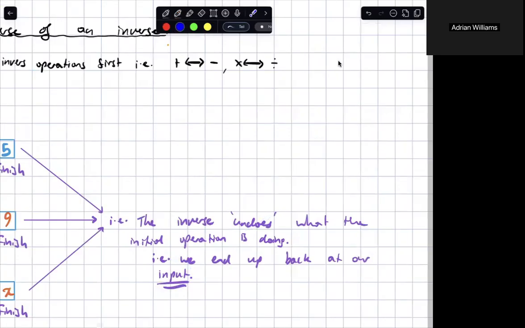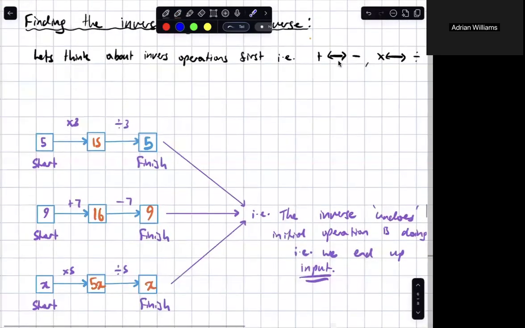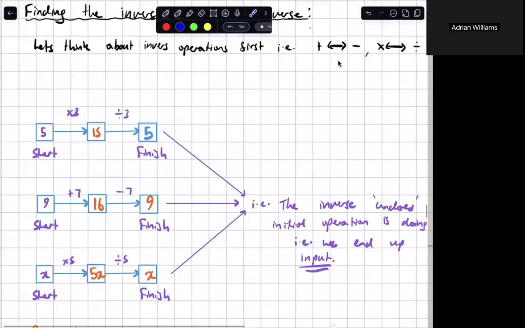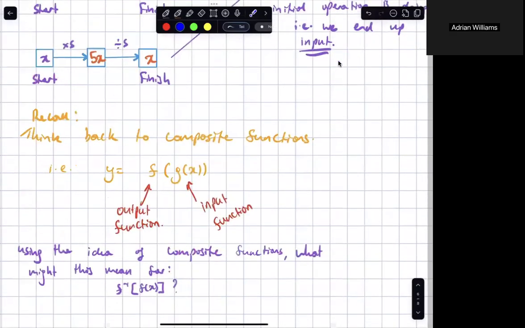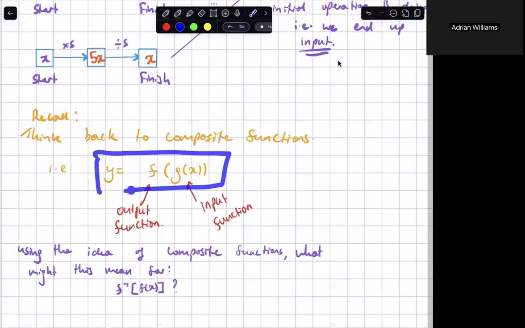Now that's inverse operations. We want to go and put this in the context of Extension 1. And instead of just operations, we want to talk about functions. So let's unpack that a little bit, okay? I want you to recall back to composite functions, i.e. anything that was in this form. So it was a function of a function. And inside of that, we had an input function and we had an output function.